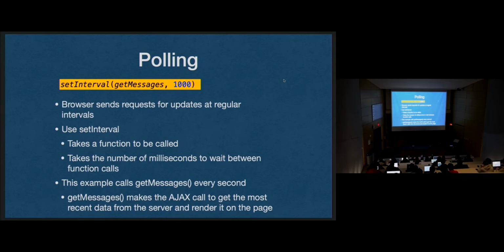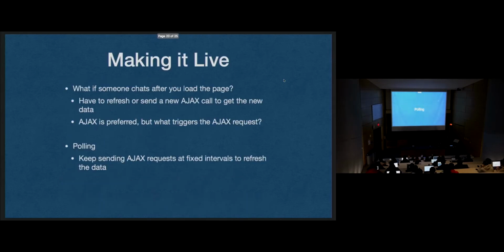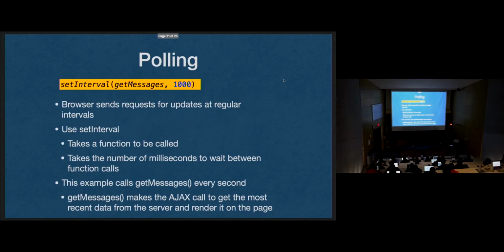Actually, did I even show get messages in these slides? If not, I mean, you can imagine what it does. It fires off an AJAX request, gets all the messages, and renders the whole chat history to the page. So every second, we're going to fire off an AJAX request that's fired off by the get messages function and render the new messages to the page.